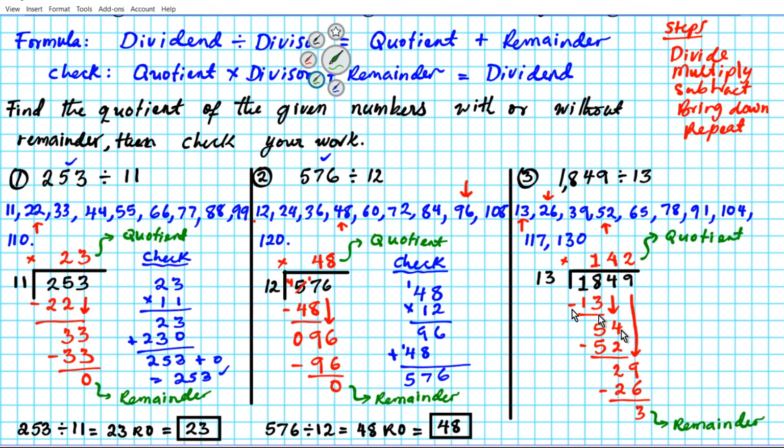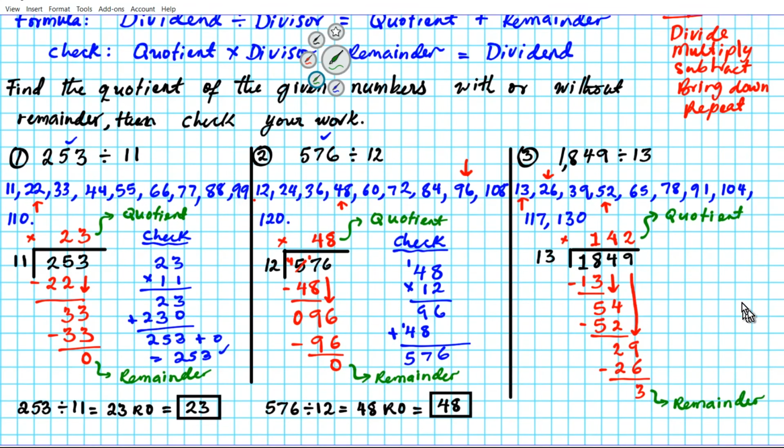Let's write down what the answer to this question is. 1,849 divided by 13 is 142, remainder 3. Okay, let's box that. Is our answer correct? Let's go ahead and check to see if it's correct.